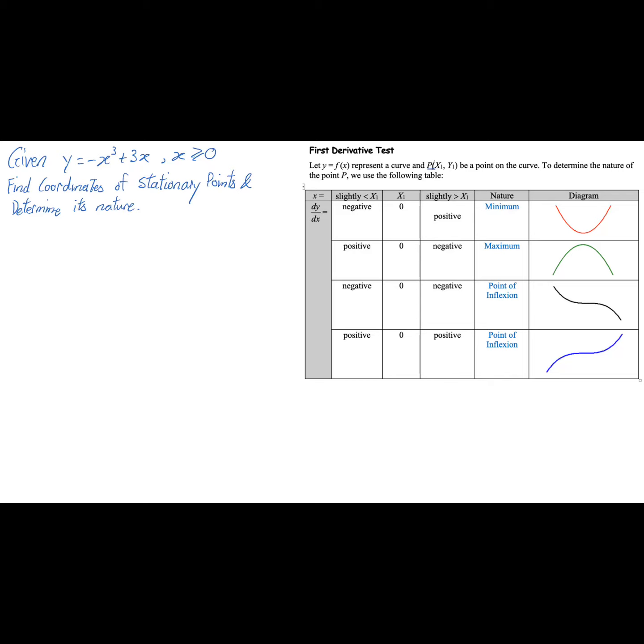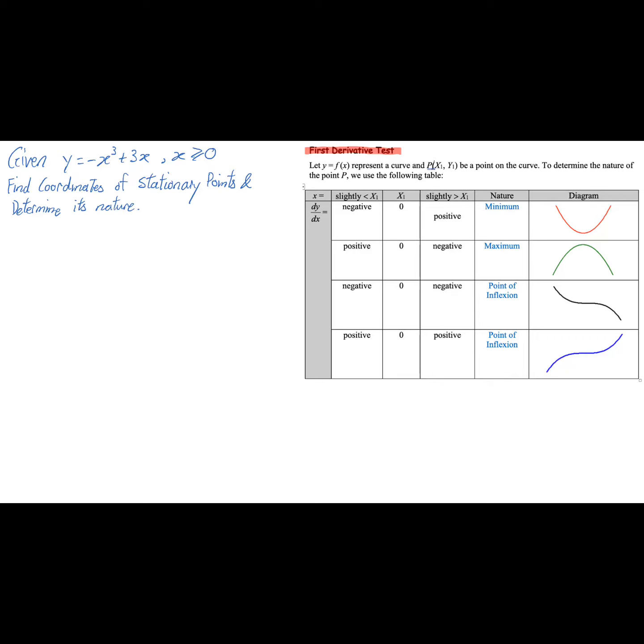Students, to determine the nature of a turning point, we are able to use either the first derivative test or the second derivative test. There are two methods altogether. Now I'm going to use this example to show you how to determine the nature using the first derivative test. Later on in the next video, I will use exactly the same example but using the second derivative test. So for the first derivative test, we are going to differentiate it once.